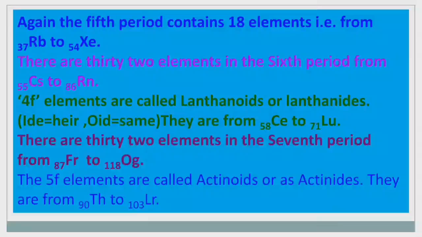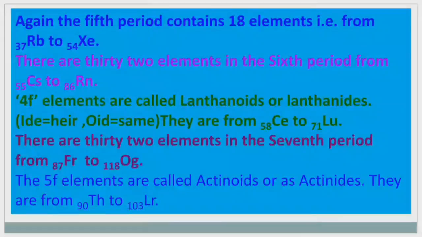The 5f elements are called actinoids or actinides because they follow actinium. They are placed after the actinium element and they resemble actinium in properties. That's why they are called actinoids or actinides. They are from thorium to lawrencium. Thorium atomic number 90 and lawrencium atomic number 103.